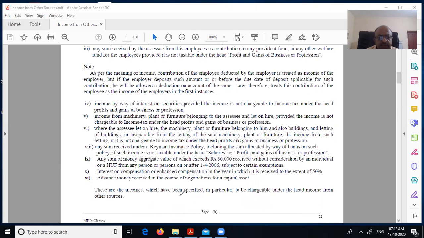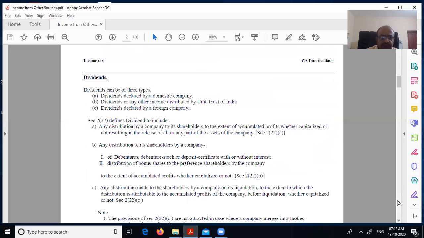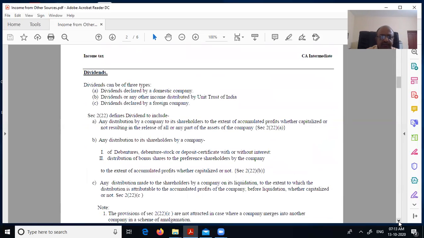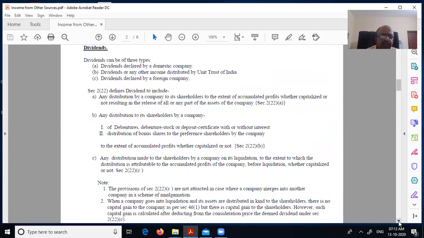These are the incomes which are specified in particular under the head other sources. Now we look at one by one what are the other things that are coming. We'll look at each item-wise. Dividends. Again, there are different types of dividends. Dividends are declared by domestic companies.